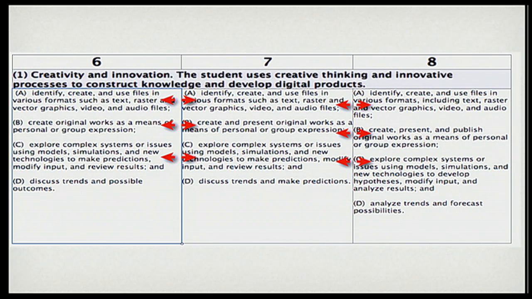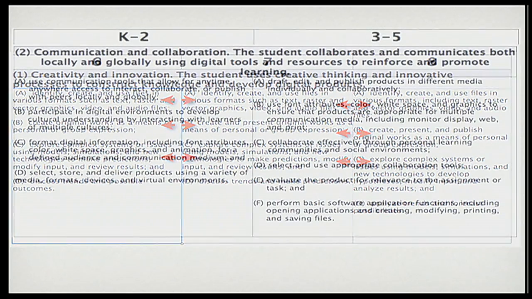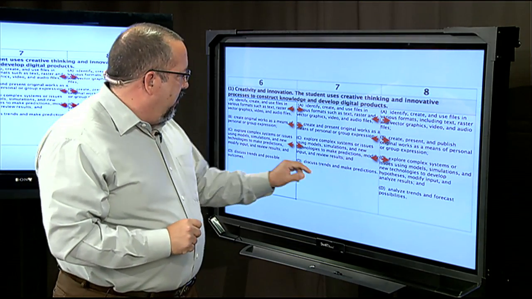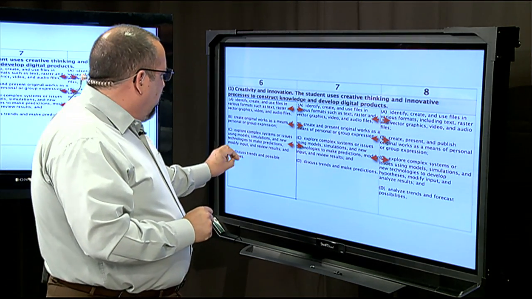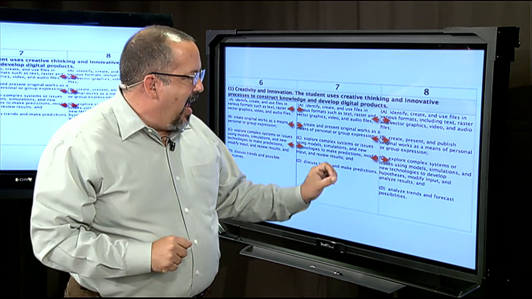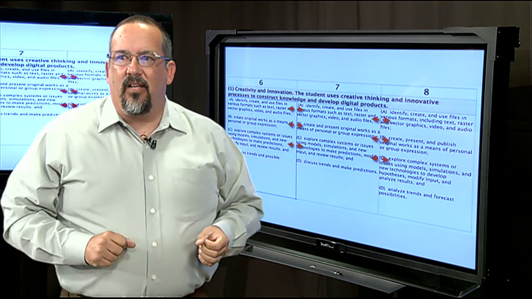If I look across that 6th, 7th, and 8th grade, you'd actually think those are similar, but they're really not. If you look at D here, it says discuss trends and possible outcomes. Over on D here, it says discuss trends and make predictions. So that's a completely different thing besides discuss possible outcomes. And then finally over there, 1D in 8th grade, analyze trends and forecast possibilities.